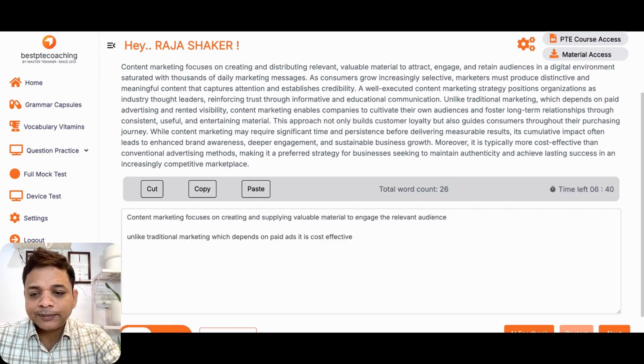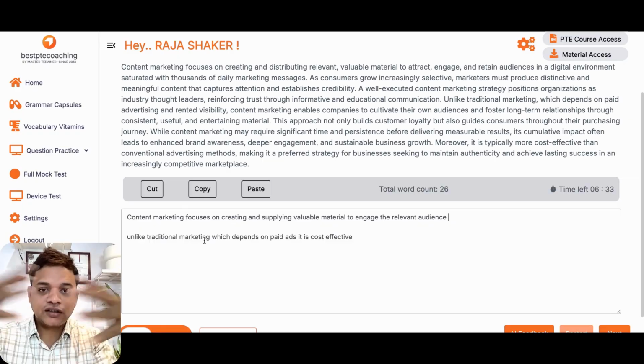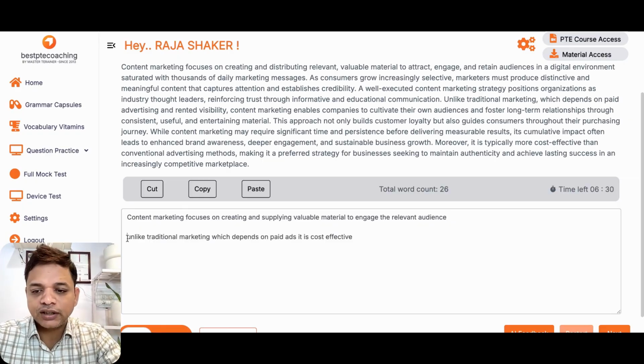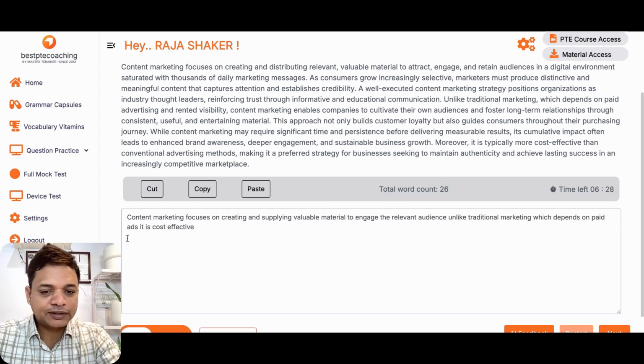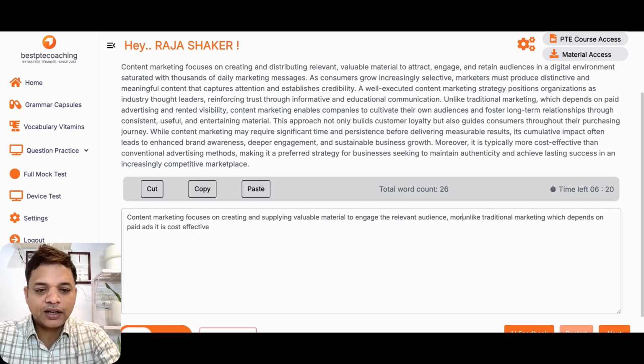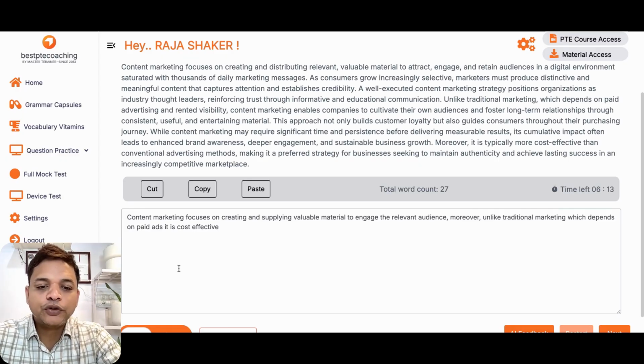So there should be one space between every two words. When you are connecting two sentences, they should be connected like this. You just backspace. There is no space before the comma. Put a comma, space, and let's say one connector, space, like this you can use. So before comma, no space. After comma, one space. Before comma, no space. After comma, one space.